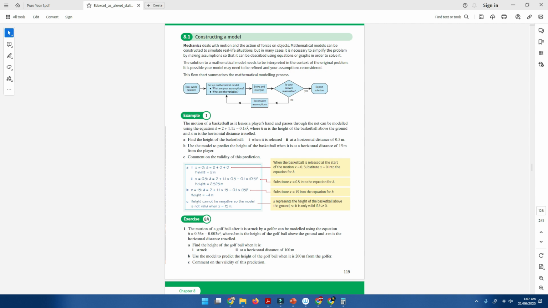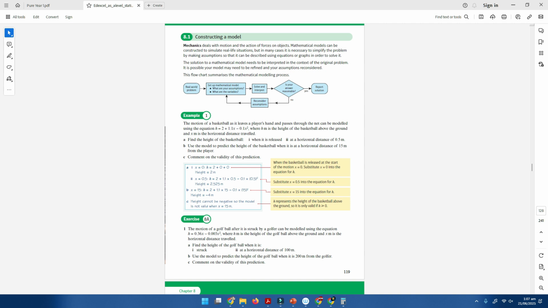Before we start, we need to understand what mechanics is. Mechanics is the study of the effect of forces on objects. Whenever a force acts on a body, it will cause the body or object to change its motion. If it's already moving in a certain direction, then maybe it will change its direction, maybe it will come to rest, or maybe its speed or its velocity will increase. So basically, mechanics is the study of motion of objects under the action of force.